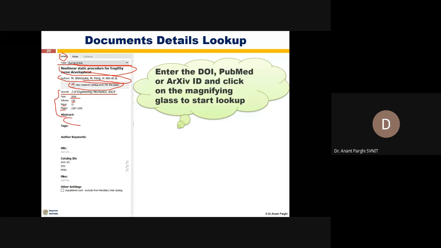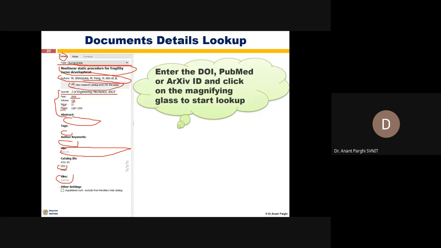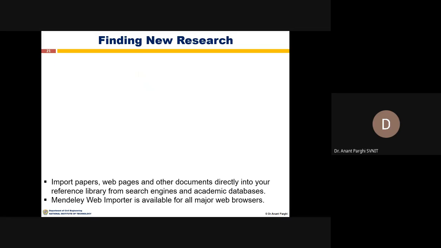Here you can write down the abstract, you can tag, you can put keywords, and you can put the URL where you have used these references from internet resources. You can provide the DOI number, the digital object identifier, and you can save the file also, and there are other settings as well, so that you can look for the document. Once we see it actually, we can understand more in detail.